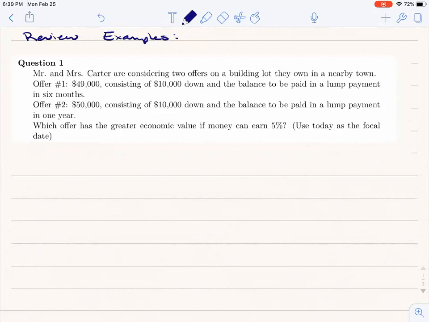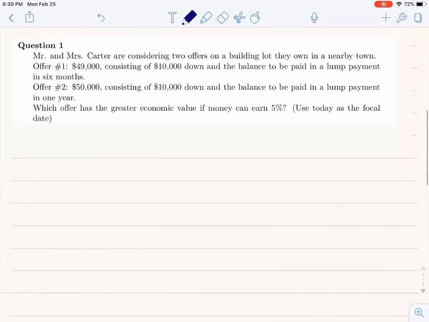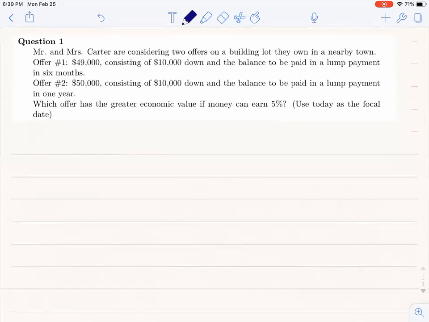Which offer has the greater economic value if money can earn 5%? 5% simple interest, of course. That's all we know how to deal with, until today, when we'll introduce compound interest. And then I've got to use today as the focal date, meaning we're going to bring all our payments to today.